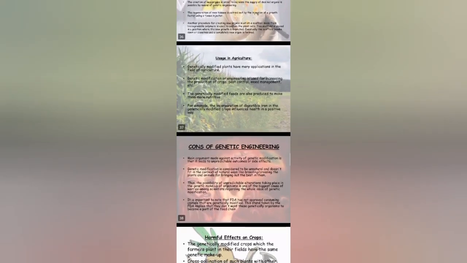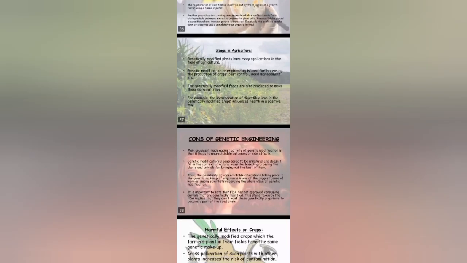Usage in agriculture. Genetically modified plants have many applications in the field of agriculture. Genetic modification or engineering is used for increasing the production of crops, pest control, weed management, etc. Genetically modified foods are also produced to make them more nutritive. For example, the incorporation of digestible iron in genetically modified crops influences health in a positive way.